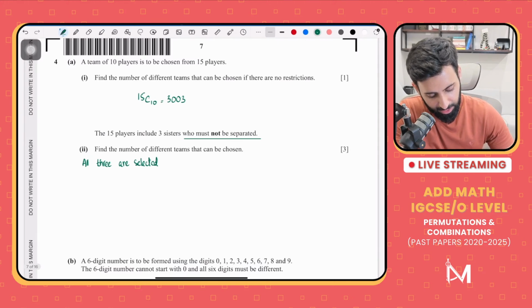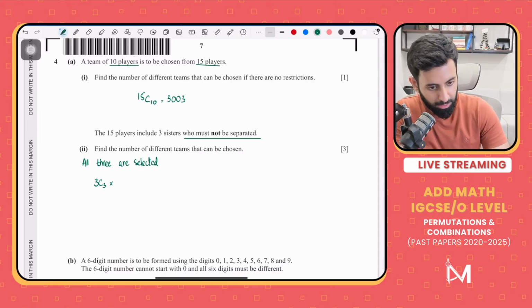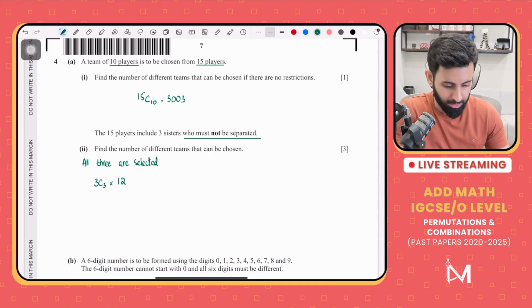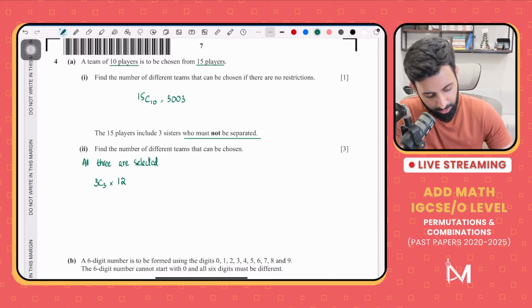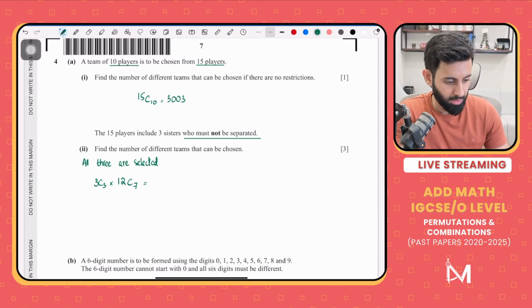Now, if all 3 are selected, that means 3C3. Okay, but you still have to complete the team. You still have to select the remaining 7 players. And now you're no longer selecting from 15, you are now selecting from 12. So now there are 12 people to choose from because you've selected all 3 of the sisters. And now because you've already selected 3 people, you now only have to select 7. So that's 3C3 into 12C7. What's that equal to?